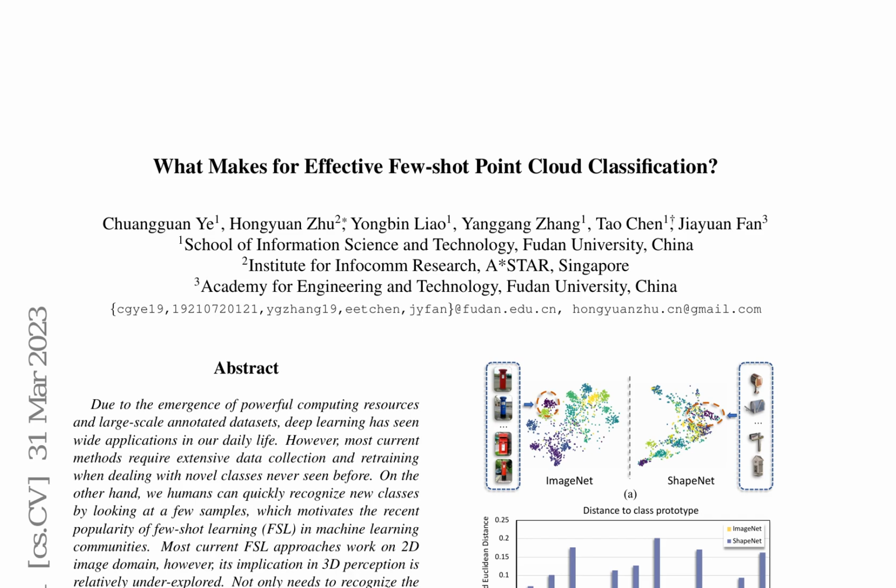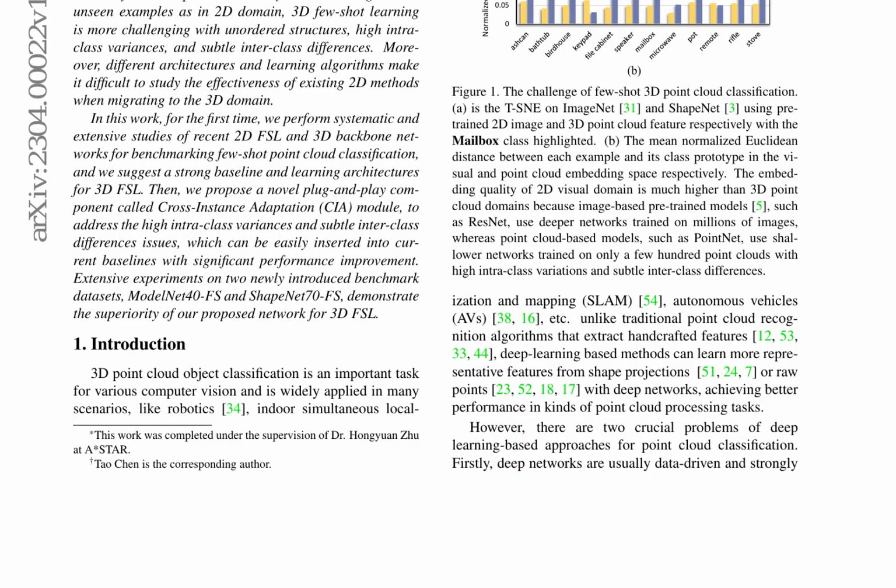This work delves into the challenges and opportunities of 3D few-shot learning, 3D FSL, which is more challenging due to unordered structures, high intra-class variances, and subtle interclass differences. The authors conduct a systematic study of recent 2D FSL and 3D backbone networks for benchmarking few-shot point cloud classification.